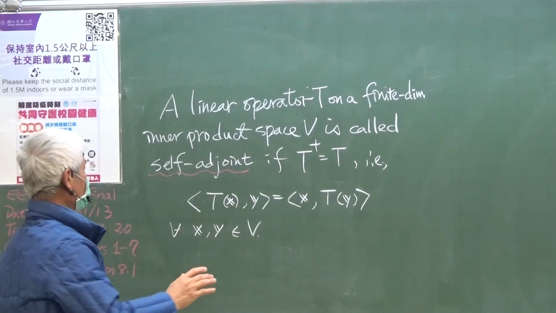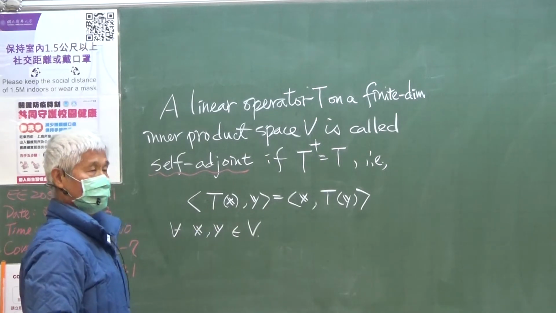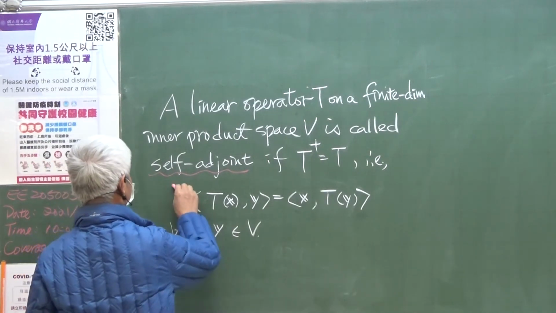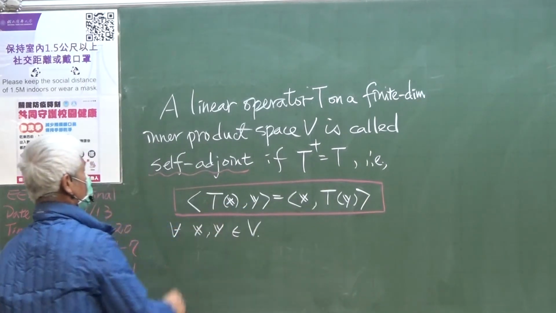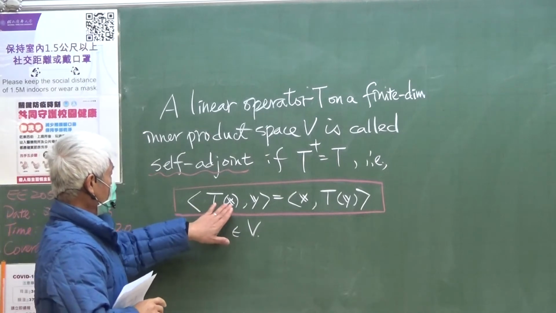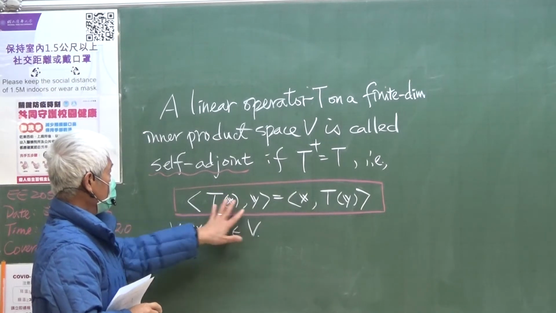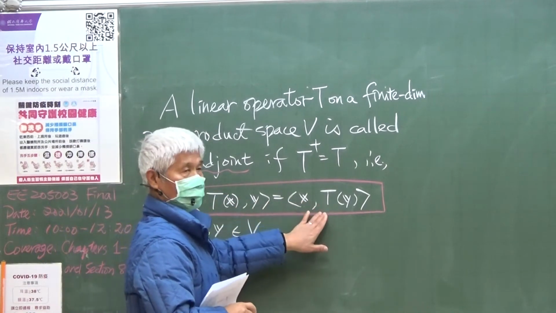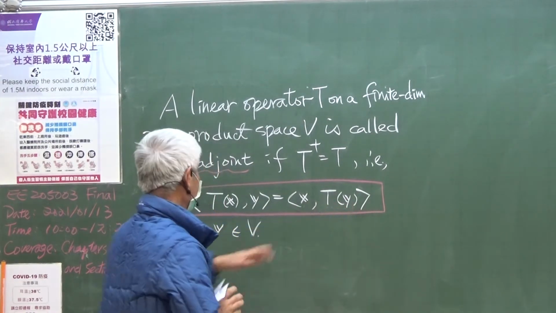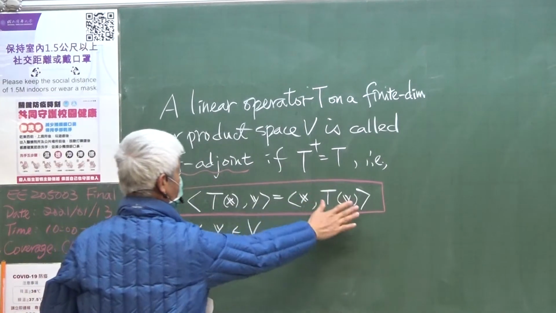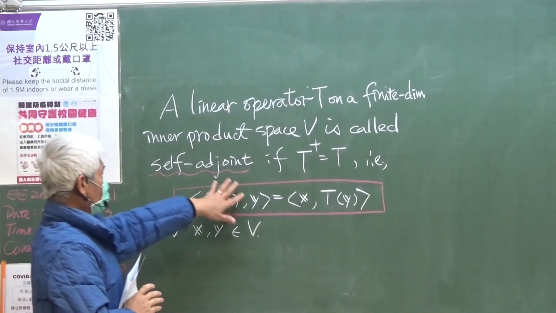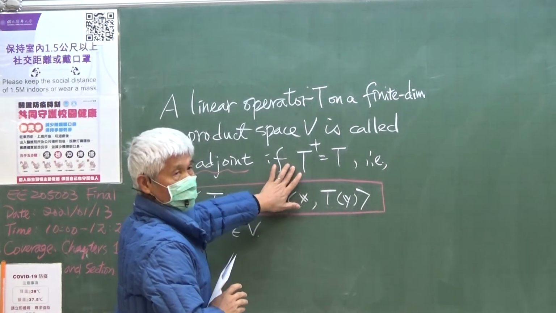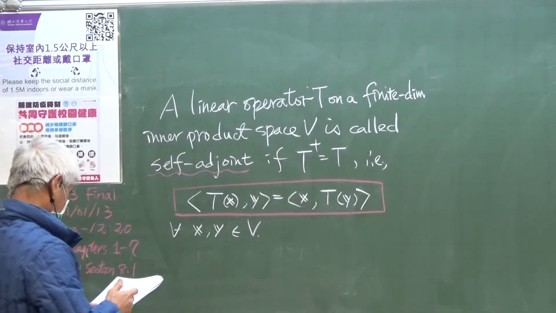In this case, we have this crucial property that the inner product of T(x) with y is equal to the inner product of x with T(y). So you can move T from here to there without affecting the result. Right? So that is the crucial property of a self-adjoint linear operator.